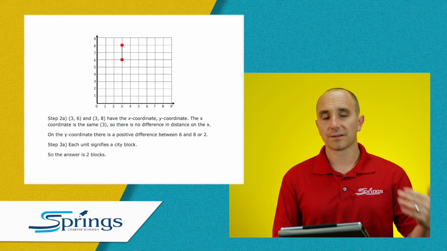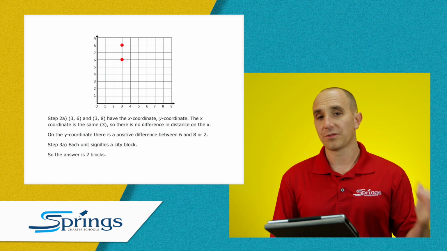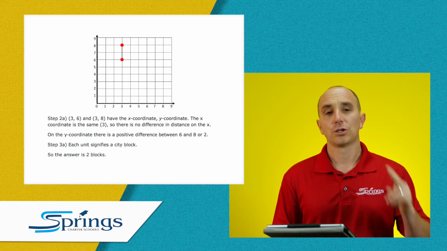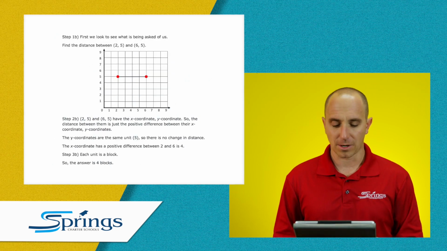Each unit signifies a city block in this word problem. So the answer to this one, between 3, 6 and 3, 8, would be that there's 2 blocks or 2 units between them. All right, now let's jump into the next part.